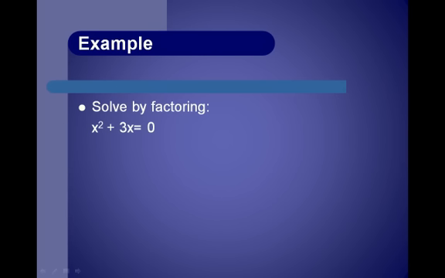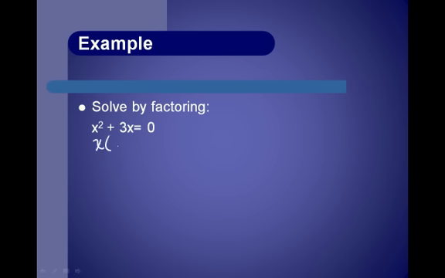X squared plus 3x equals 0. Let's go back and review. Remember, this is quadratic because the highest power is a 2. To solve a quadratic, you set it equal to 0, which this one is. Factor it. Now this one has two terms, but we always start by GCF. Our greatest common factor for this problem would be x.